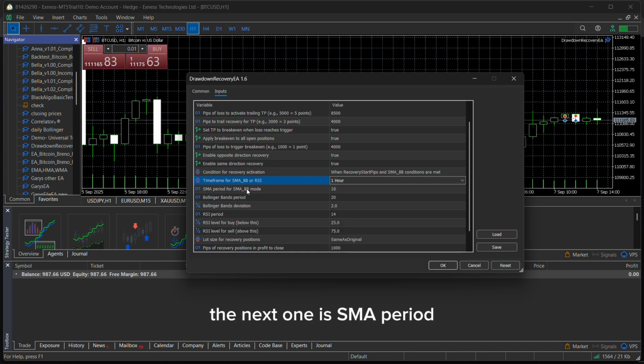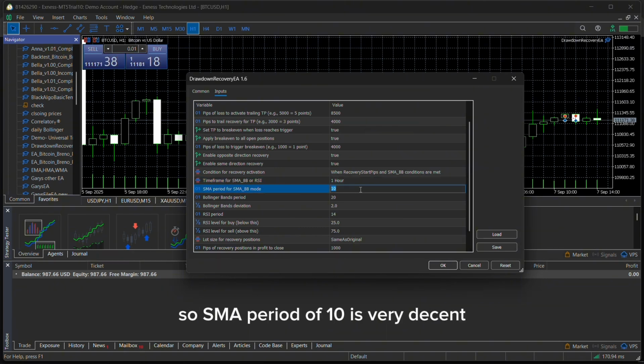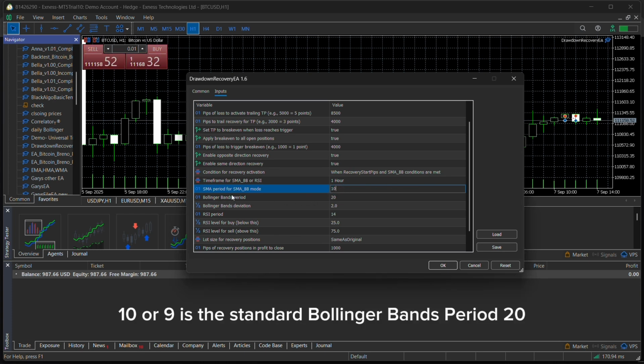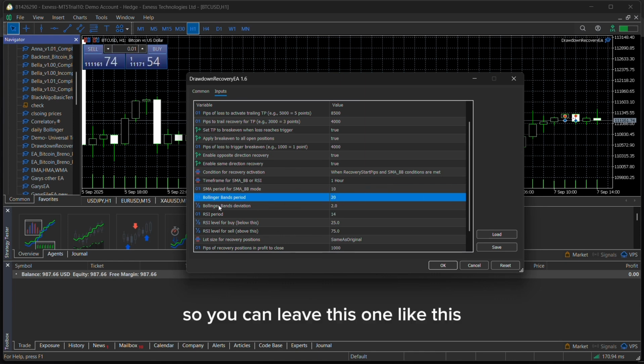The next one is the SMA period for SMA Bollinger Band mode. So an SMA period of 10 is very decent. 10 or 9 is the standard. Bollinger Bands period 20, which is also the standard, so you can leave this one like this. Bollinger Bands deviation 2 is standard. RSI period 14 is standard.